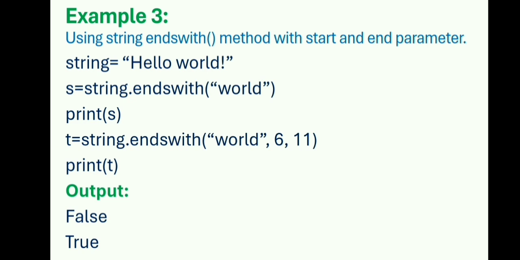Here searching starts at the index of 6. The index of the first character is 0. The end value is excluded while checking. The string endswith method returns true if the string ends with the substring passed to the method in the range between the start and end values, otherwise it returns false.